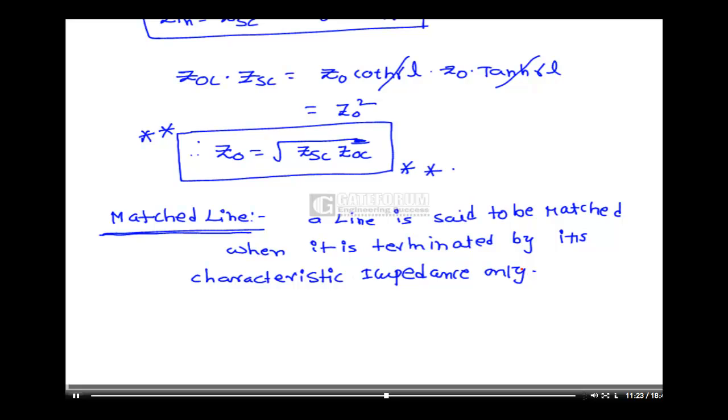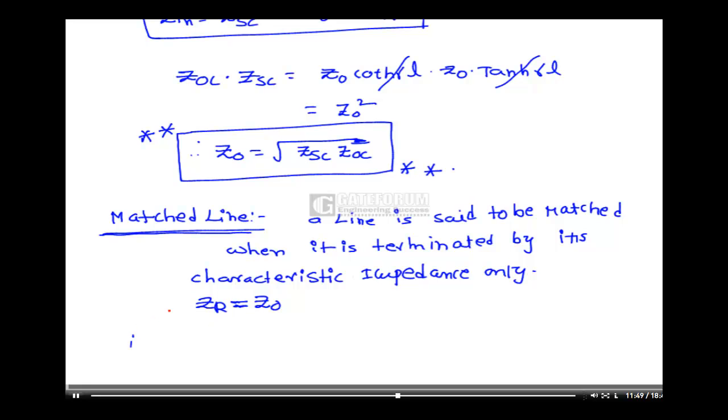So generally this matched line is used for maximum power transfer. That is, if you terminate a load with its characteristic impedance itself, then maximum power transfer takes place. That is generally what we do in networks. So for a matched line, ZR is equal to Z0, that is, the load impedance is equal to the characteristic impedance.